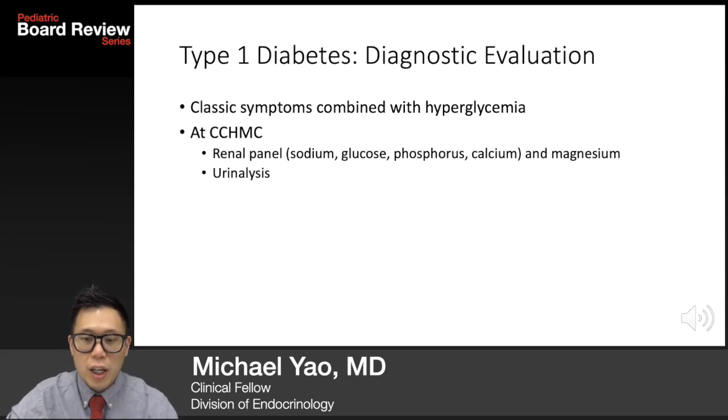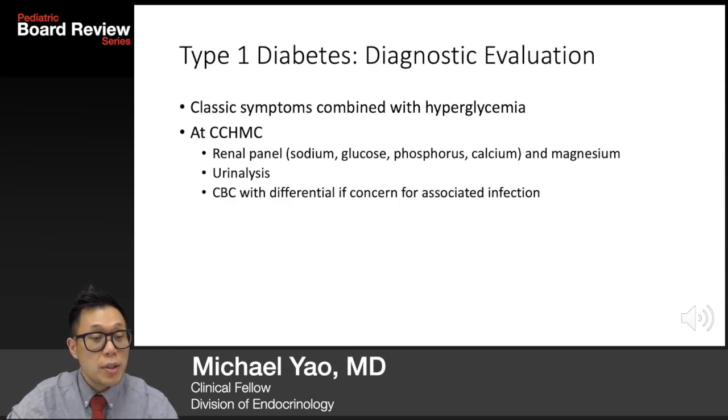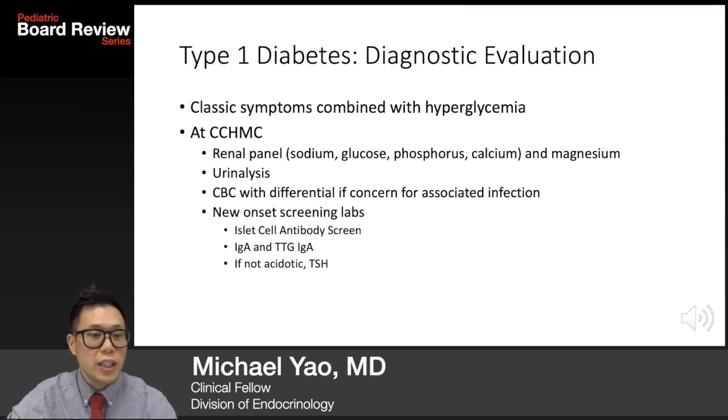your magnesium, a urinalysis, to evaluate for glucosuria or ketonuria. A CBC with differential if there is a concern for an associated infection. And then we do our new onset screening labs, which includes an islet cell antibody screen, an IgA and TTG IgA to screen for celiac disease, and if they're not presenting in ketoacidosis, a TSH to screen for hypothyroidism.